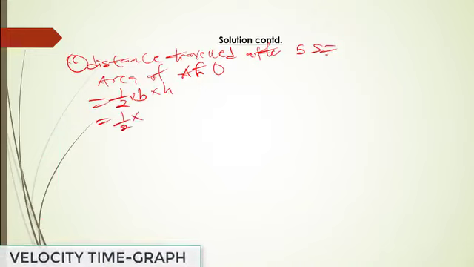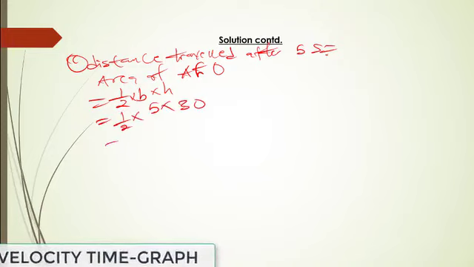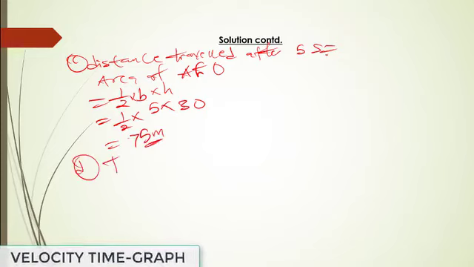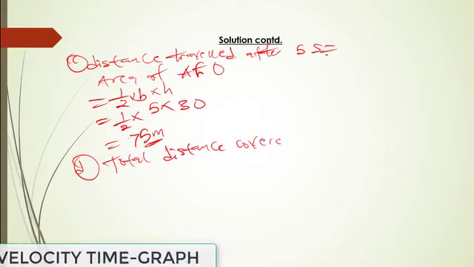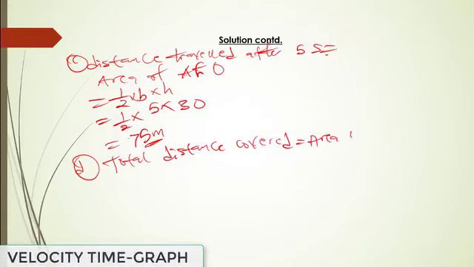Which means half times our base. Our base is 5 and our height is 30, which is going to give us, when you do your calculations, 75 meters. And now the final part of the question, which is the total distance covered by the body. It is going to be equal to the area of the trapezium.